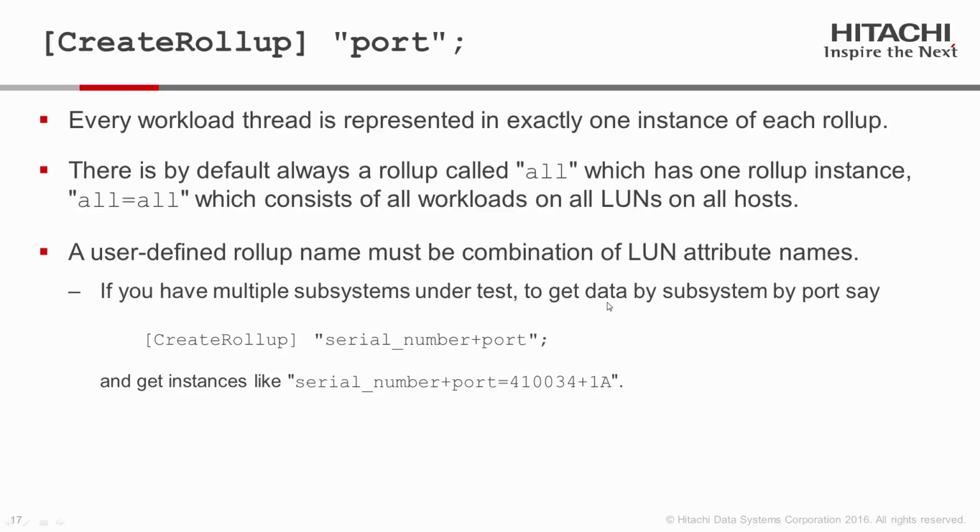If you're testing multiple different subsystems, and there's a port 1A on this subsystem and a port 1A on the other subsystem as well, then you could define a rollup called serial number plus port. Then you would get instances of that rollup, such as serial number plus port equals a serial number of an array and a particular port name. Okay, so that's how you create a rollup.